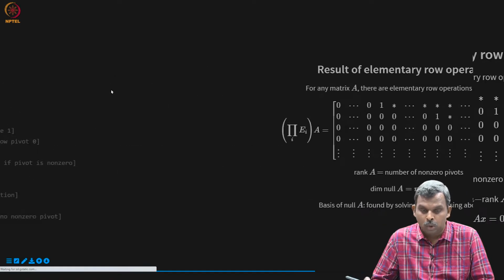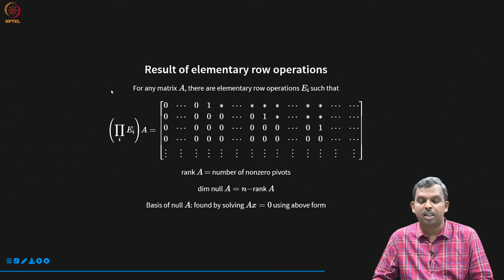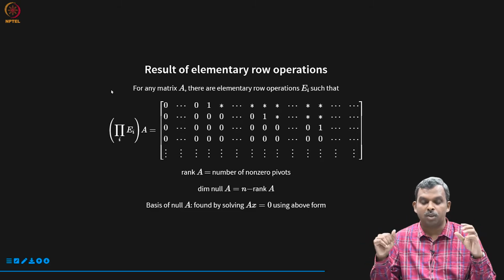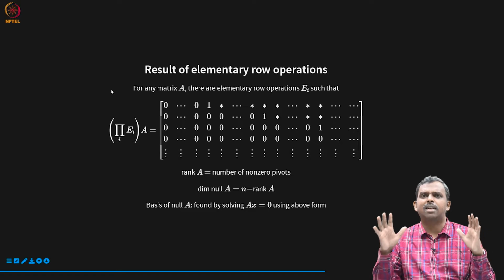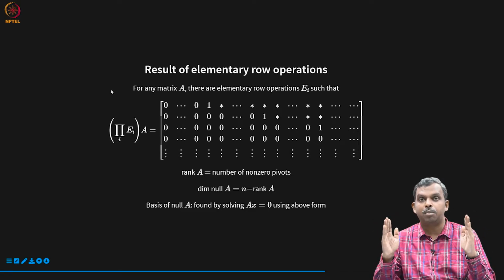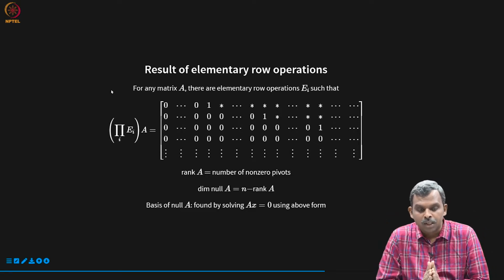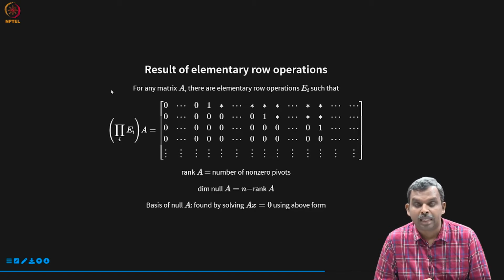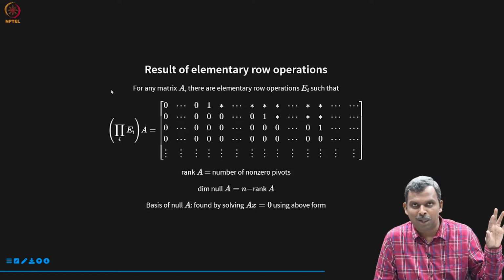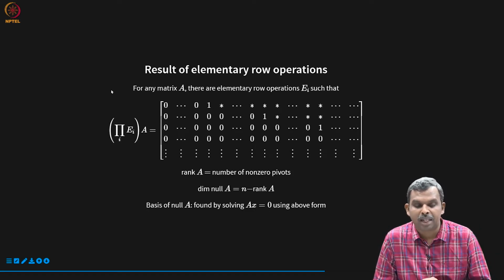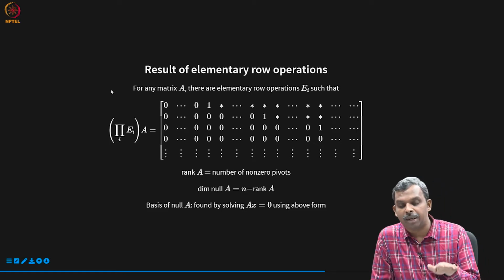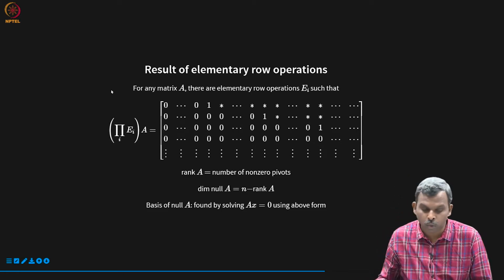Okay. So what is the major result if you think in terms of structure? Supposing you do elementary row operations, after that what is the general structure that you will have? So that's an important question to answer, right? For any matrix A, there are elementary row operations E_i such that if you do them in a proper sequence like I described in the previous algorithm, multiplying A, then you will get a matrix which looks like this. Okay.